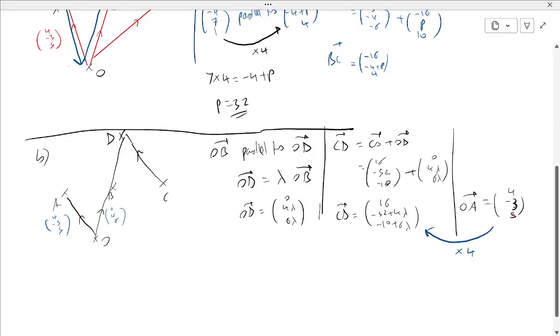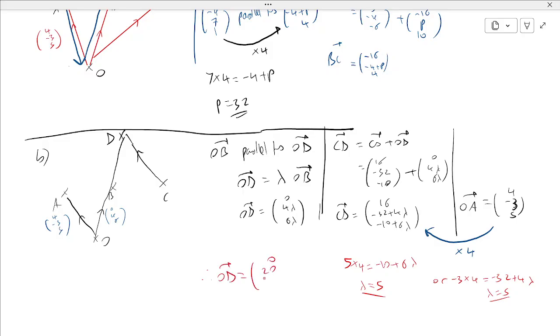So my first equation, if I look at maybe the z component, 5 times 4 is 20, equals -10 plus 6 lambda. 20 plus 10 is 30, 30 divided by 6, lambda is 5. I could have also looked at the y component, -3 times 4 equals -32 plus 4 lambda. The same thing here, -12 plus 32 is 20, 20 divided by 4, again lambda equals 5. So really, either one of these, I know that lambda has to be 5, which means OD will be 0, 20, 30. So I found my coordinate of D.